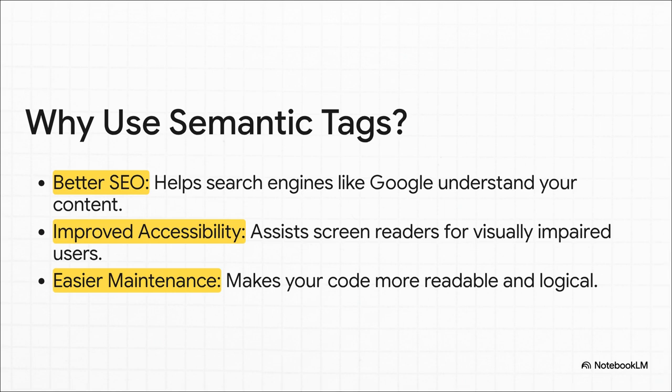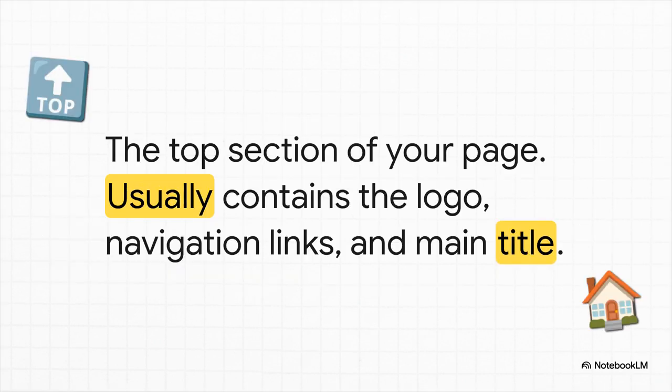Second, it's absolutely crucial for accessibility. It lets screen readers for visually impaired users understand and navigate your site properly. And third, honestly, it just makes your code so much cleaner and more logical. It's easier for other people and you, 6 months from now, to understand. So which ones do you need to know?